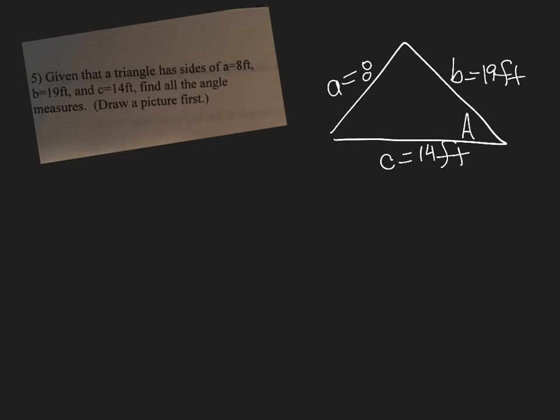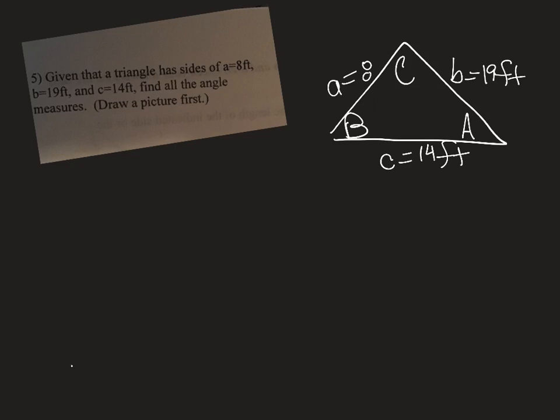I have A equals 8 feet, B equals 19 feet. Not a very accurate drawing. And C equals 14 feet. So let's label our angles. Remember, angle A is across from side A, angle B is across from side B, and angle C is across from side C. And then I'm going to use my law of cosines.